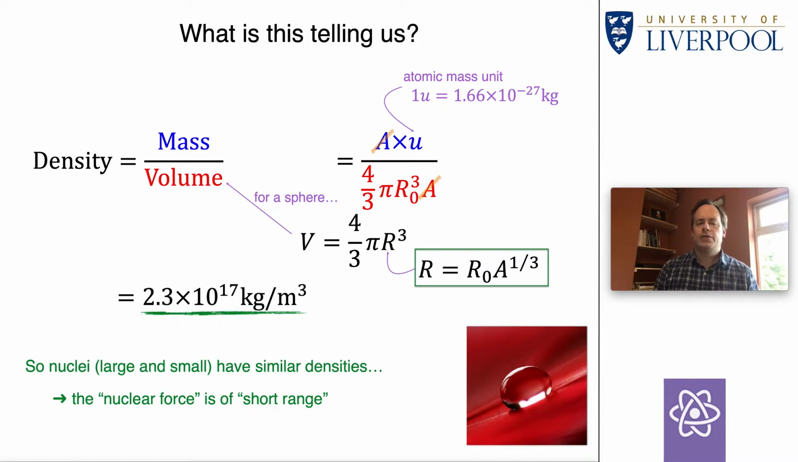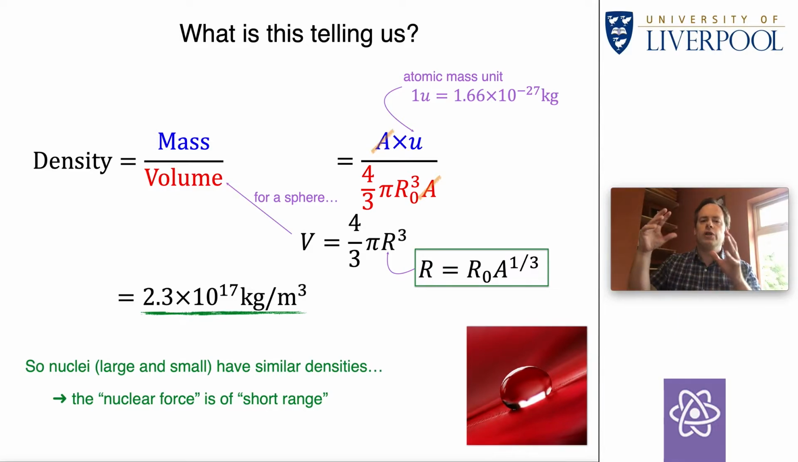We can work out the density of the nucleus by dividing the mass by the volume. The mass is approximately given by the number of nucleons times the atomic mass unit, and if we take the formula for the volume of a sphere, assuming that's what a nucleus is, we can use our equation for the radius. As you see, the atomic mass number, or number of nucleons A, cancels and we get a constant. So for any nucleus, of any size, the density is fairly constant.